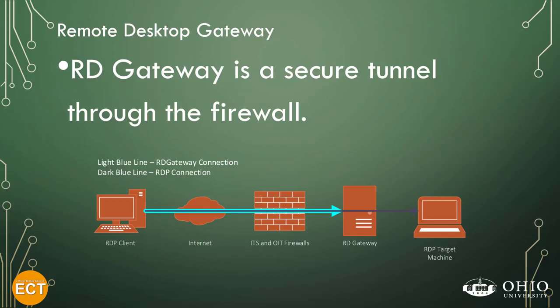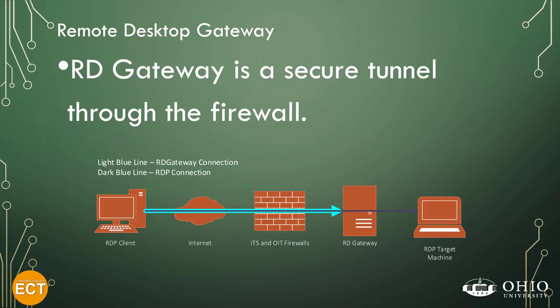What you're seeing here is the light blue line is the RD gateway connection, and that happens over port 443. It's got SSL certificates that are set up ahead of time, so there's a trust certificate chain that goes with that to make that connection to the RD gateway.